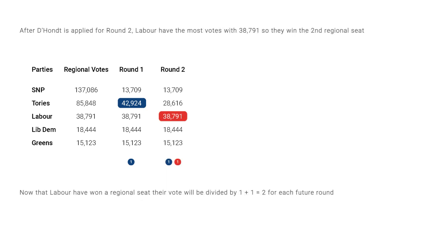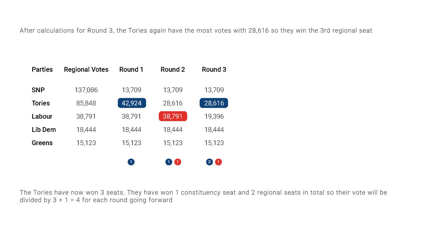After D'Hondt is applied for round 2, Labour have the most votes with 38,791, so they win the second regional seat. Now that Labour have won 1 regional seat, their vote will be divided by 1 plus 1, making 2, for each future round. After calculation for round 3, the Tories again have the most votes with 28,616, so they win the third regional seat.